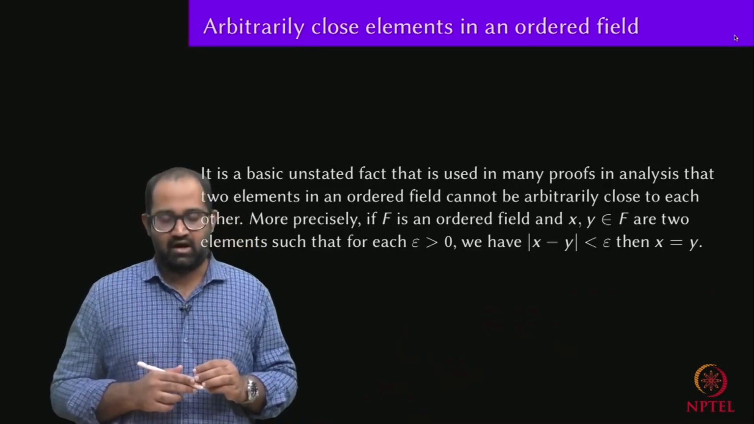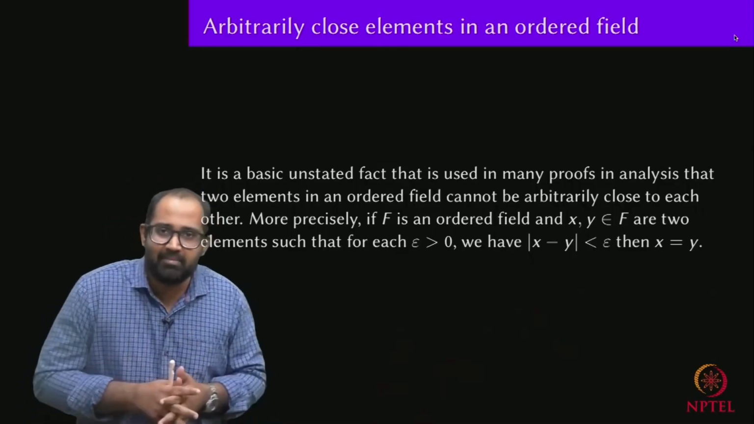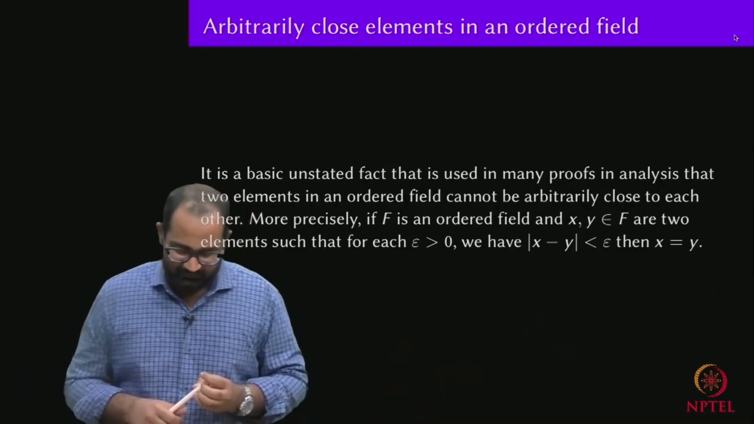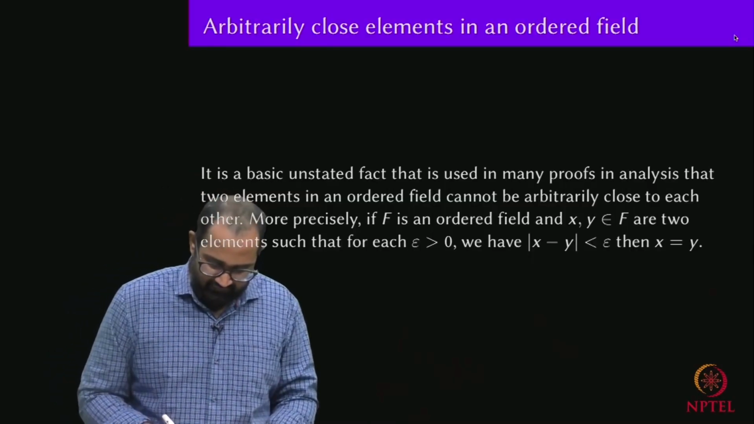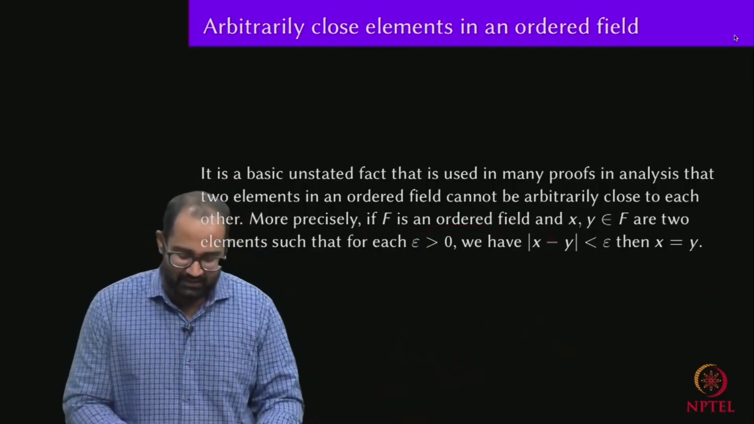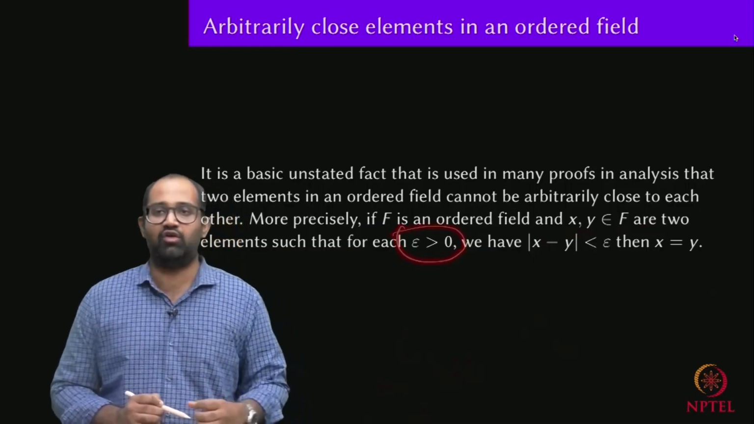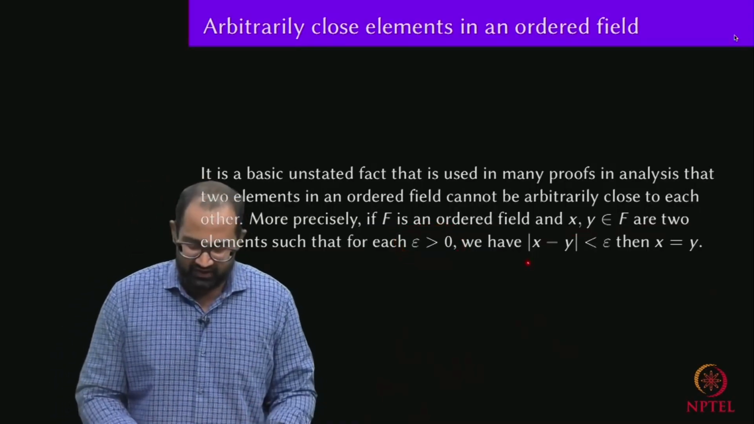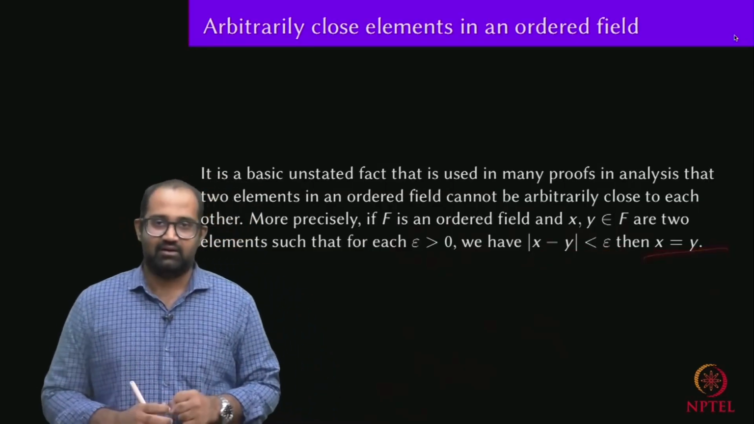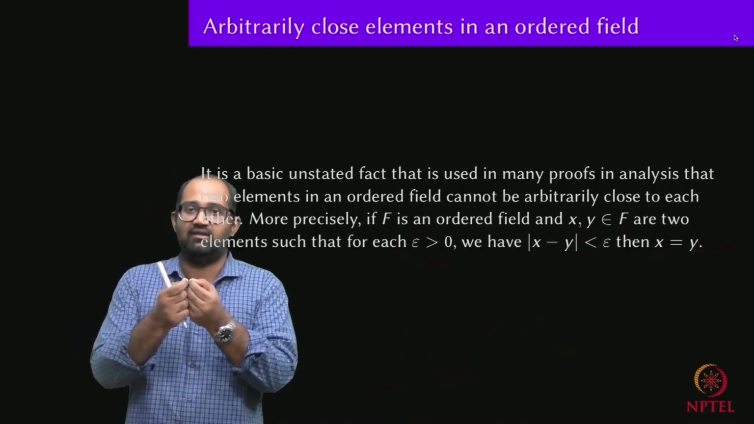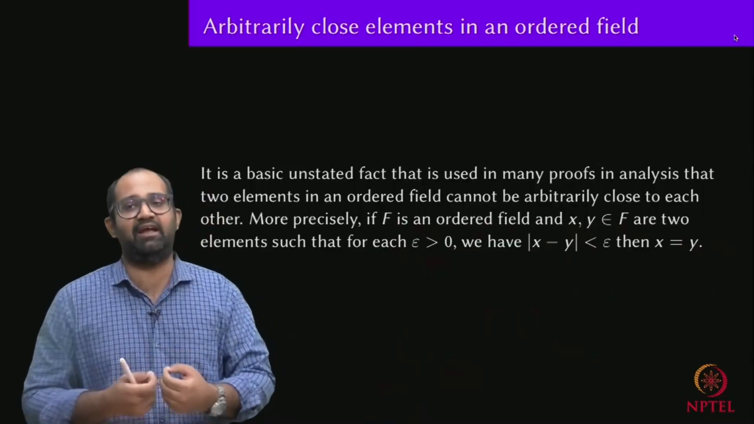Arbitrarily close elements in an ordered field. You cannot have elements that are arbitrarily close. What do I mean by that? If F is an ordered field and you have two elements x and y such that no matter what positive epsilon you choose, we have |x - y| is less than epsilon, then x must be y. That is, you can't have two elements that are so close than any pre-specified level of closeness.